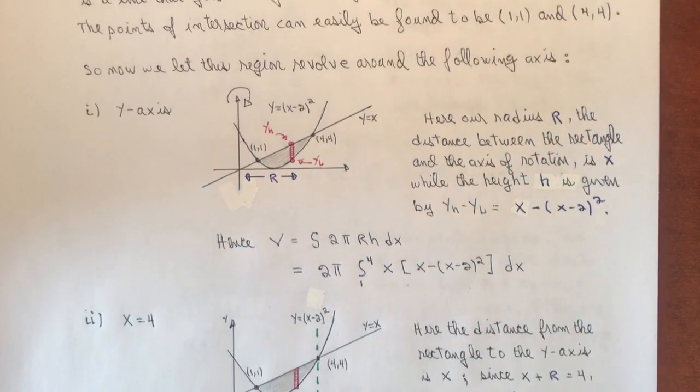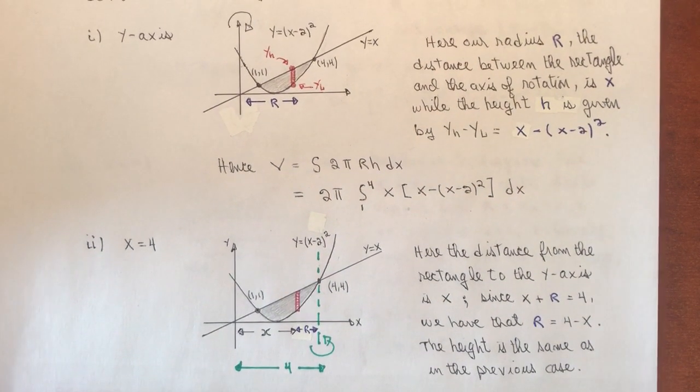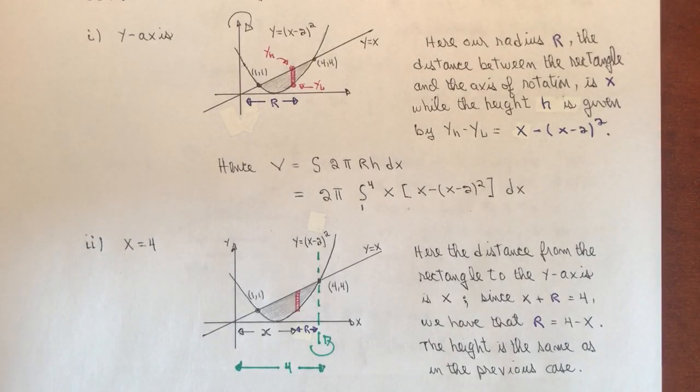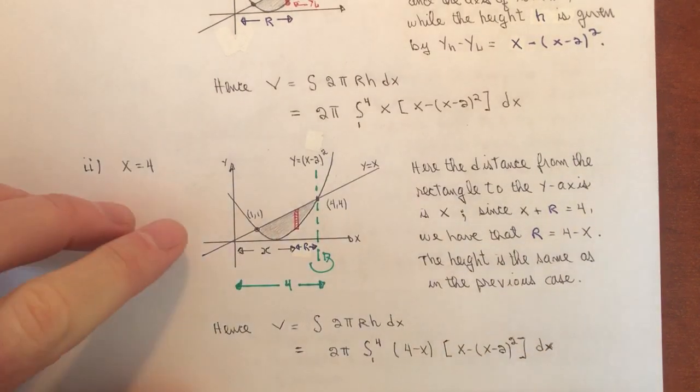As a second case, let's revolve this around the rotation axis x is equal to 4. The distance here from the rectangle to the y-axis, again, is x. And now since x plus big R is 4, we have that the radius has to be 4 minus x. The height is the same as in the previous case, so that the volume is actually written as 2 pi the integral from 1 to 4 of (4 minus x) times, again, the same height, (x minus (x minus 2) squared) dx.